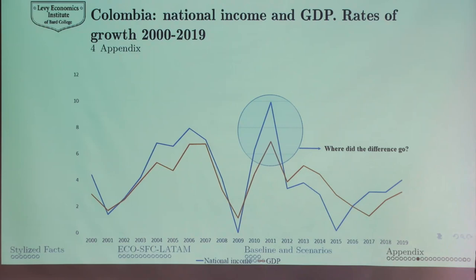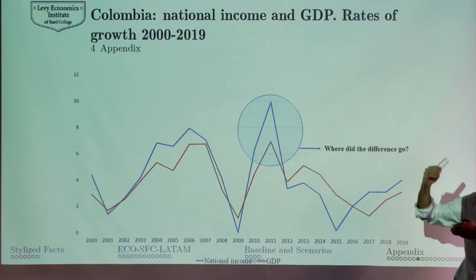So this adds an additional layer to the Pasinetti relationship, and it also explains why there is this apparent contradiction. I'm done.